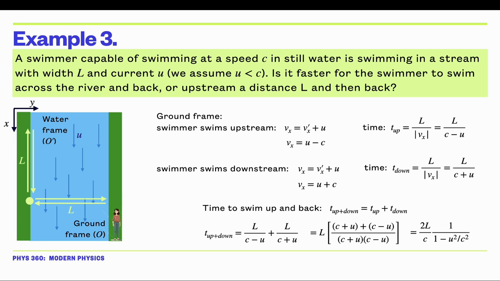Notice that this term right here, when the flow speed of the river u goes to 0, this term goes to 1. And so 2L over c, that's just how long the swimmer would take if they were in a lake. So if there was no flow of the river at all, u would be 0. The amount of time it would take to go up and then back is just going to be the total distance, 2L, divided by the rate at which the swimmer can swim. So 2L over c. This extra term has a correction for the fact that you're swimming against the current and then with the current.